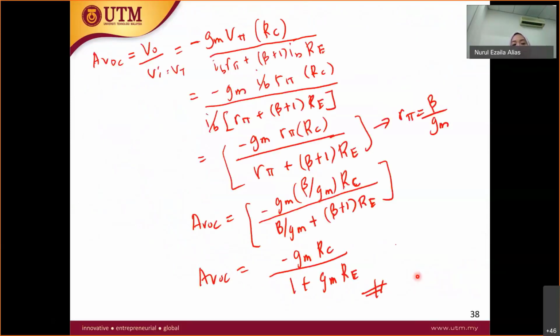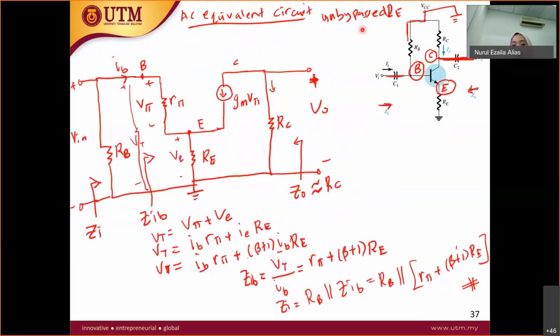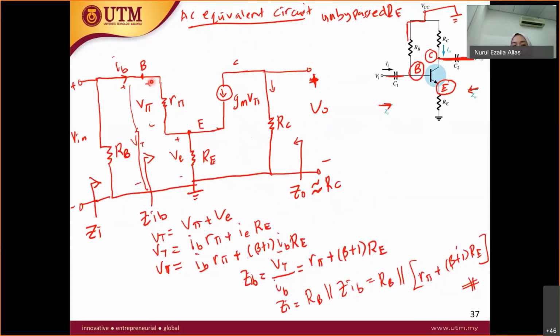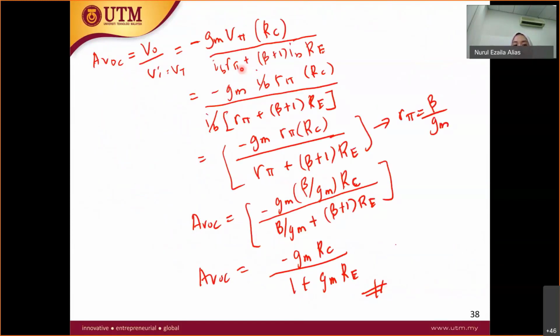Okay, and then we derive the AVOC, V out over V in. I think you are very clear on this. So V out is the voltage across RC because we don't have RL here. The voltage across RC is the total current here, negative gm V pi times RC. And then V in, from this particular node, is the same node as the V total from base to the ground. Therefore, we make use of the formula that we have derived here. So it is equal to VT over IB, r pi, and so on. And then you divide this.